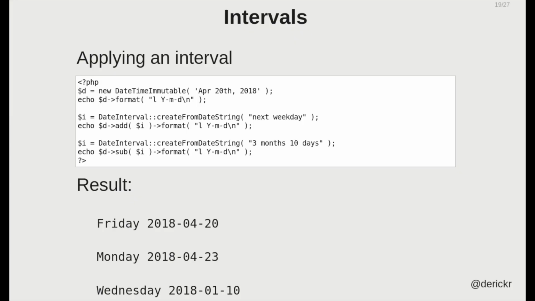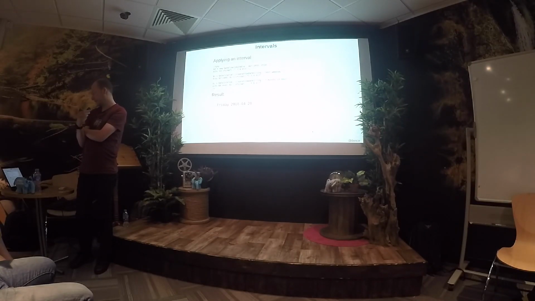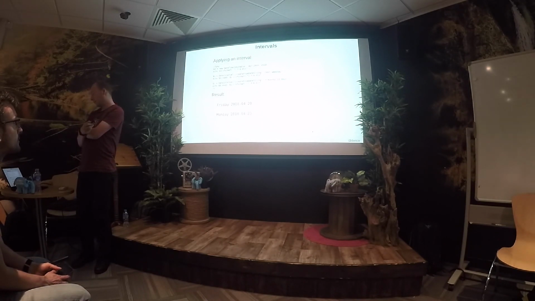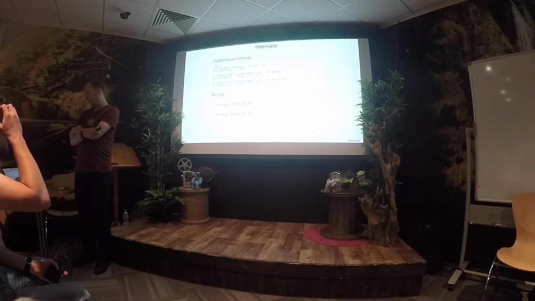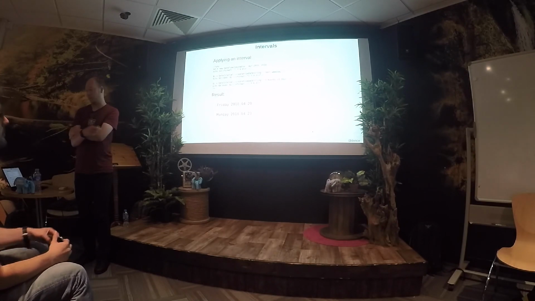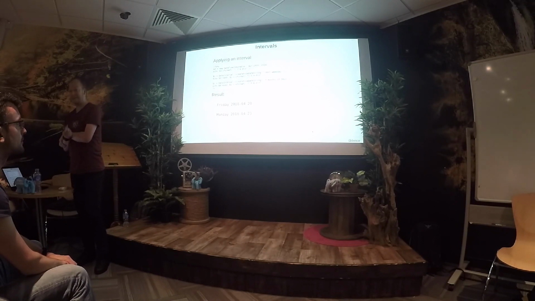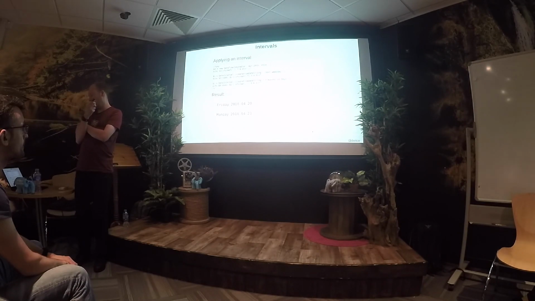So these intervals you can then later use for doing other things with, like adding them or subtracting them from an existing date. As I said, you can only subtract some of them, not all of these. So if you start with April 20th, what we do here, we do create from string next weekday, and then we add that. Then we go to Monday, April 23rd, which makes sense because we skip the weekend, right? And similarly, if we do subtract with 3 months and 10 days, those are full numbers, so we can calculate that. It will go back to, what was it, Wednesday, January 10th.